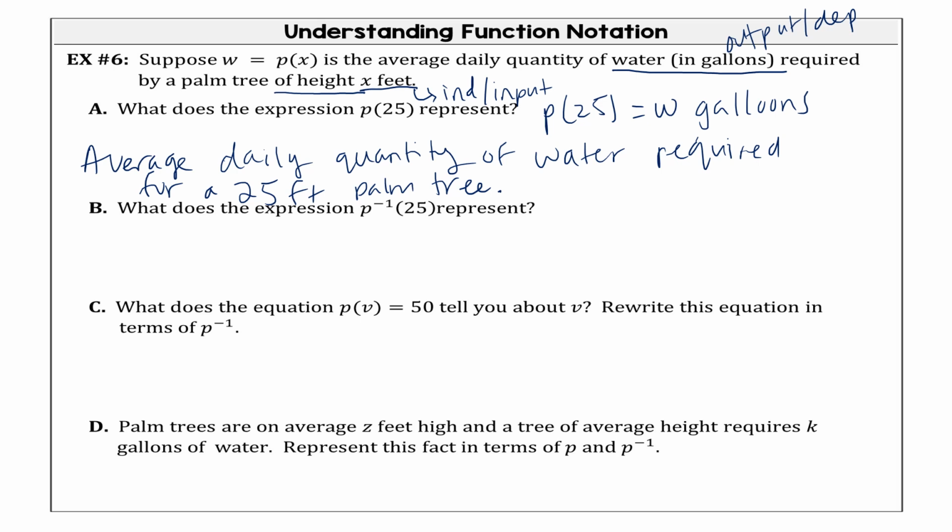Now, what does the expression P inverse of 25 represent? Remember, when I have the inverse, these two roles are switching. So now it's a W instead of a number, which means I now know the gallons that I have, but I don't know how tall the tree is. So this is saying P inverse of 25 equals a tree of some height. I don't know how tall it is.